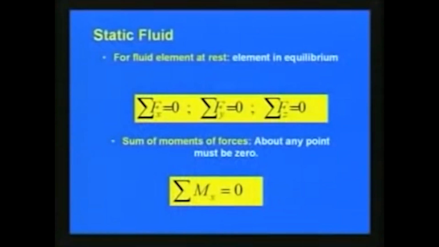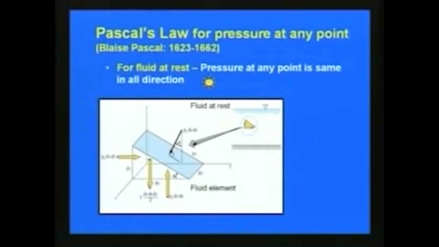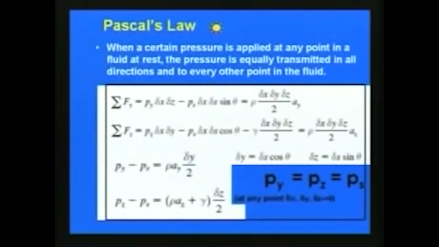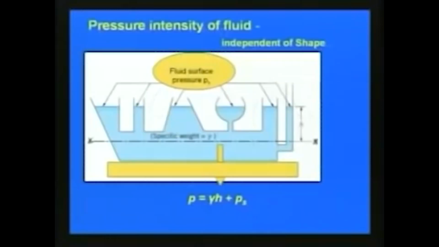We have seen the equations sigma Fx equal to 0, sigma Fy equal to 0, sigma Fz equal to 0. That means the sum of the forces in the x, y, z directions is equal to 0, as we use in solid mechanics. Similarly, the sum of moments of forces, sigma Mx, is equal to 0. We have defined the pressure, and also seen the applications of Pascal's law for pressure at any point. As per Pascal's law, pressure at any point is the same in all directions. That derivation we also saw in the last lecture, along with the pressure variation in the vertical direction and also in the horizontal direction.